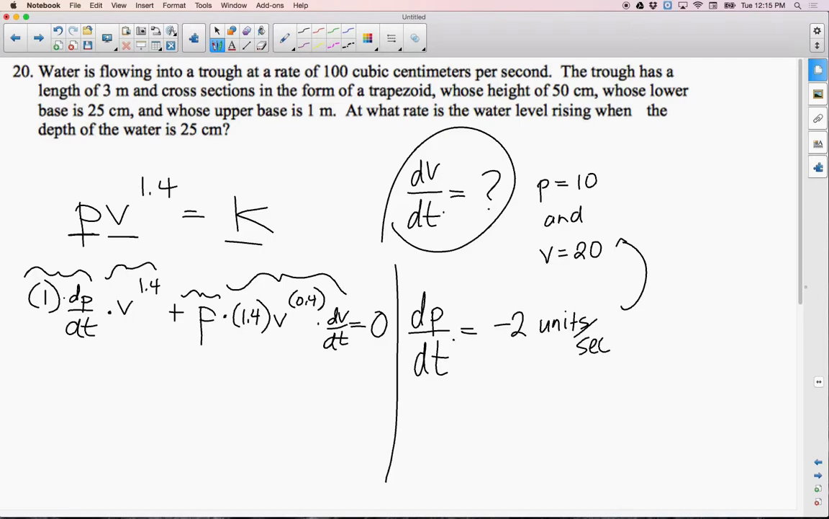Now it's just plug in and figure out the answer. We know dP/dt. This was negative 2. What was V? Get your calculator out. This would be 20 to the 1.4, and I'm going to show you something here that would be helpful. What's P?